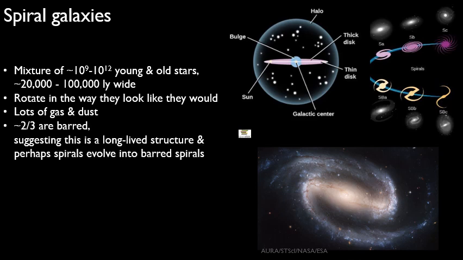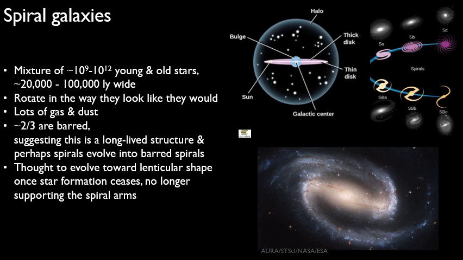And about 2/3 of these are barred, and we don't know, but the suggestion is that this must be some kind of long-lived structure, because if a galaxy is changing shape over time, then if you see a lot of them, that means they must be spending a long amount of their lifetime in that shape. So there's some thought that perhaps spirals evolve into the barred spiral structure, though that is not for certain.